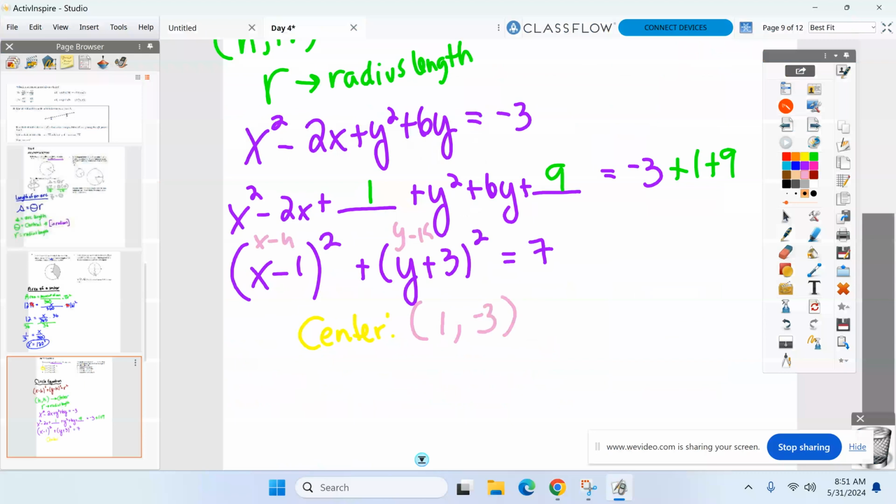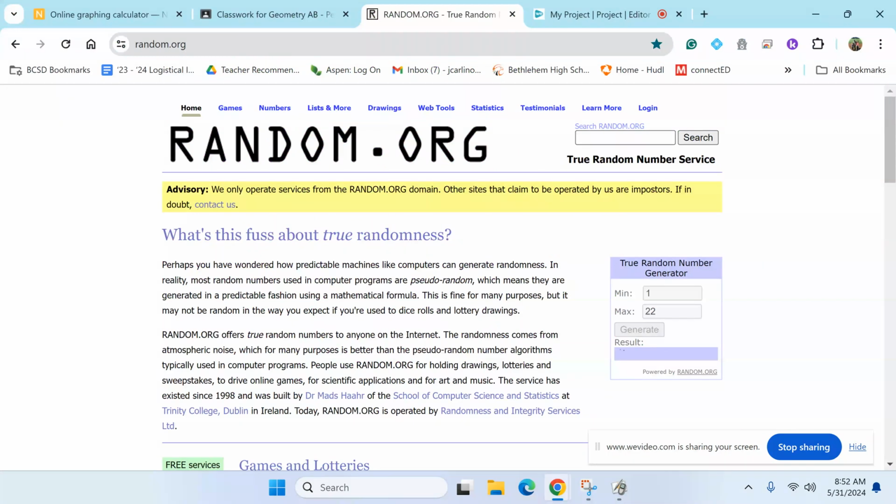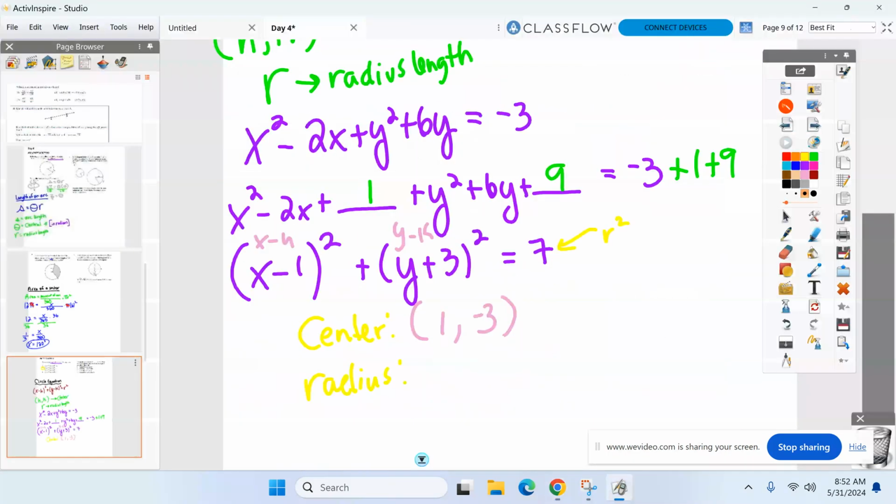And then how about radius length here, kids? It's not 7. Because remember, that is r squared. We're looking for r. Don't give me a big decimal either, please. Just give me a square root. That's fine. I'll take that. Jared, here you go. That's it. Yep, good deal back there. All right, perfect. Completing the square.